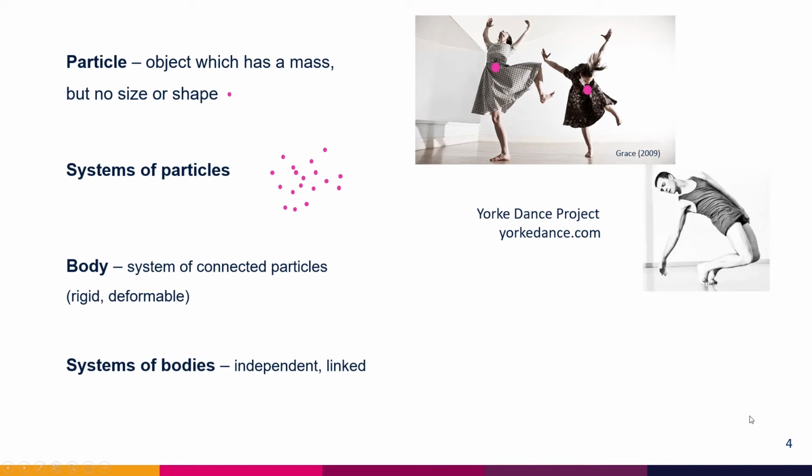So as an example, let's look at the dancer in the photo on the right. And we could represent him as a system of bodies. And let's say that they're rigid, so we have a segment or body representing the head, one or two for the torso, the upper arm, the lower arm and the hand, the pelvis, the thigh, the lower leg or the shank, and the foot. So that's a little bit more complicated than just representing the body as a particle.